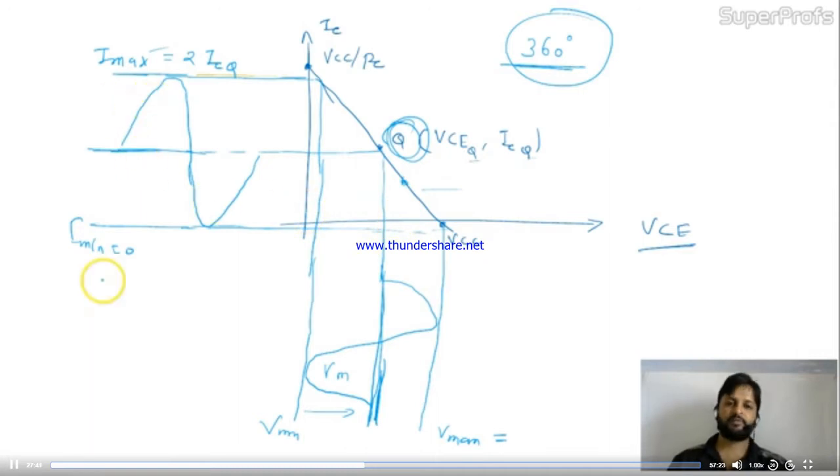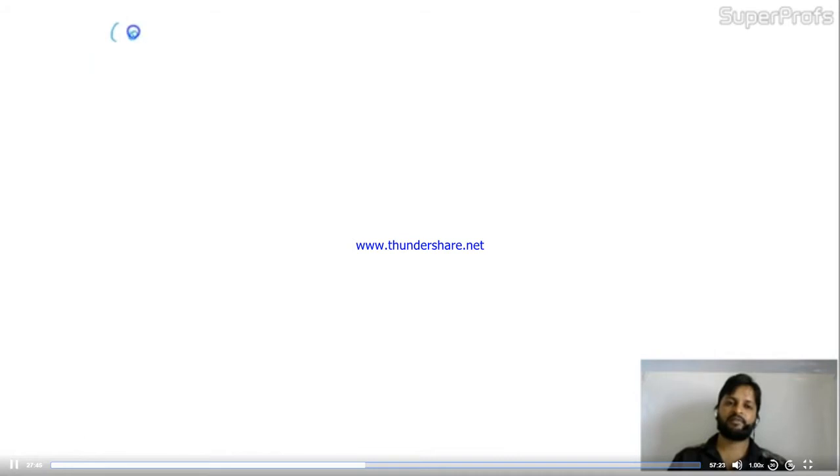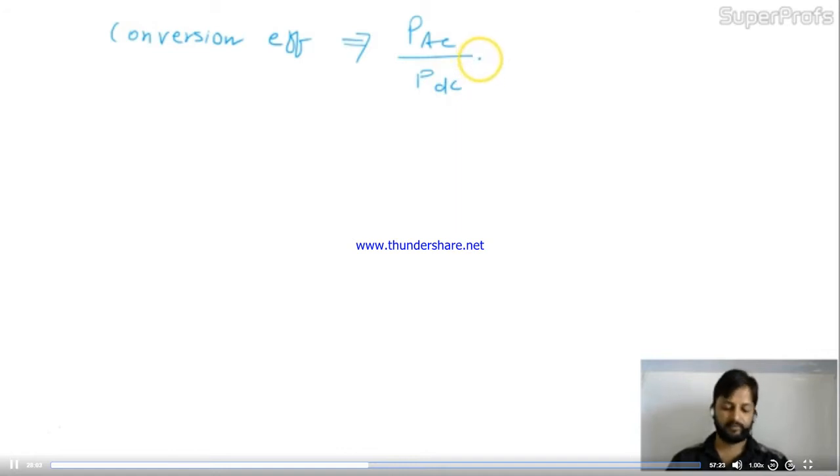Okay. Now the most important thing is conversion efficiency. Conversion efficiency we have seen. It's PAC divided by PDC. Is it okay? And suppose in percentage we'll talk about, so we'll multiply with 100. So it is the AC power delivered and the DC power supplied to the BJT. Okay, this is the conversion efficiency.